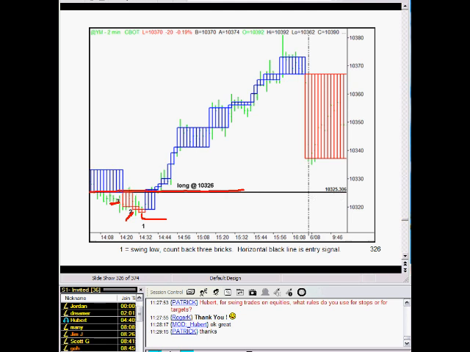As soon as we get a blue brick to break up through that horizontal line and close above it, we go long. And in this particular trade, I was long at 103.26 on a brick long. Okay? You guys see this? And the market just moves on up.